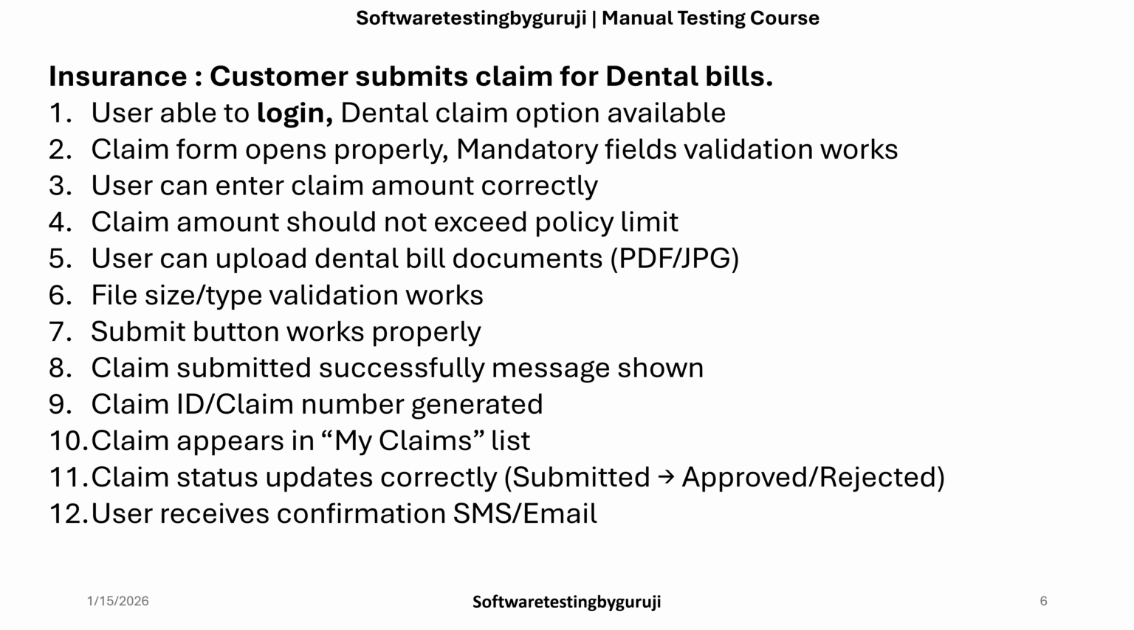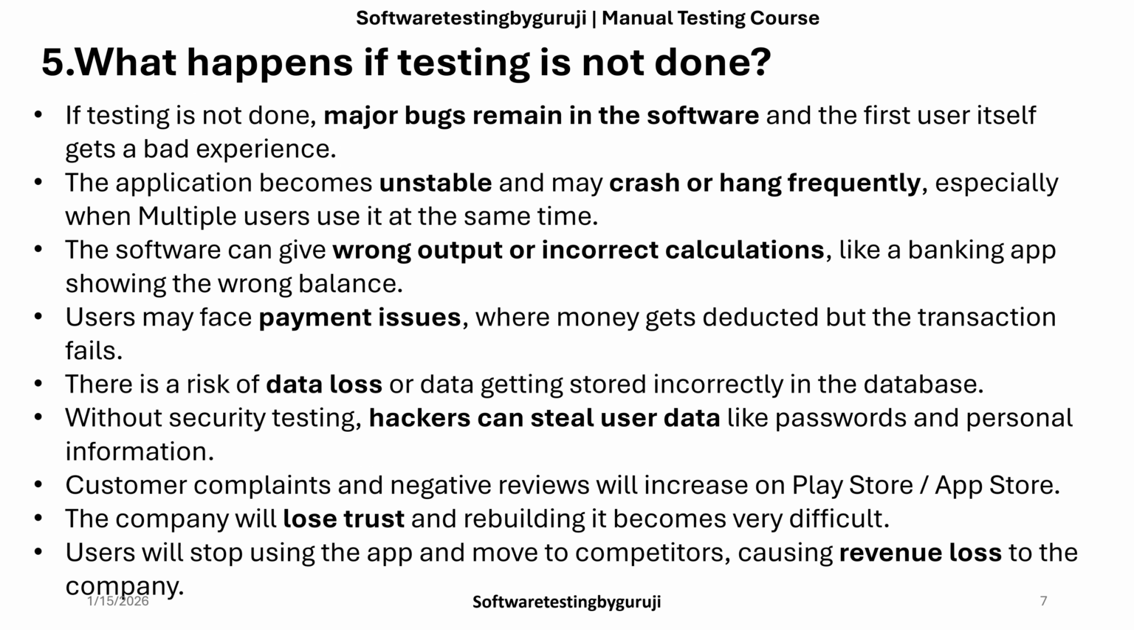Then ninth, claim ID, claim numbers should be generated. Tenth, the claim appears in the my claim list, that we have to check in the my claim tab. Eleventh, claim status updated correctly: submitted, approved, rejected. So that flow also we have to check. And the last one, the user receives confirmation by SMS or by email. So these types of testing we have to do to give a defect-free and smooth experience to the end users. Now we will understand what happens if testing is not done.